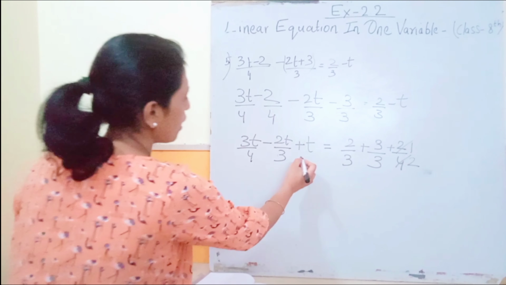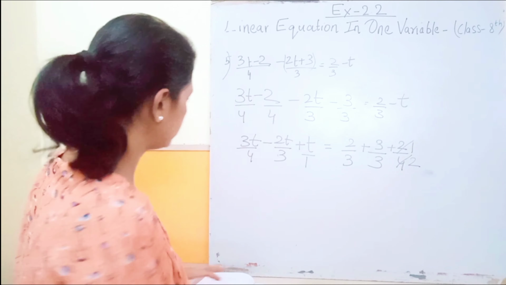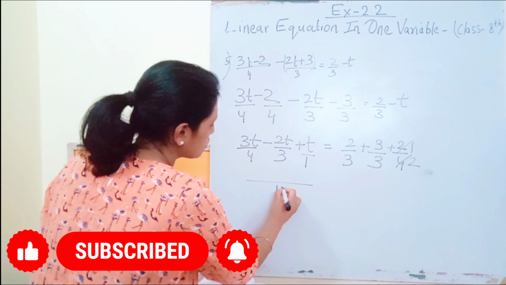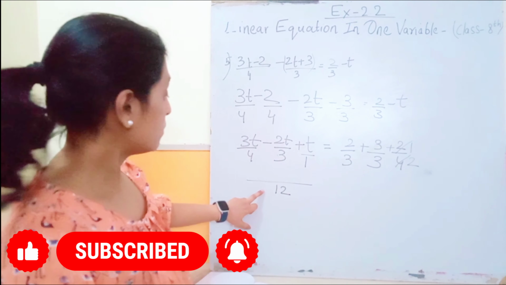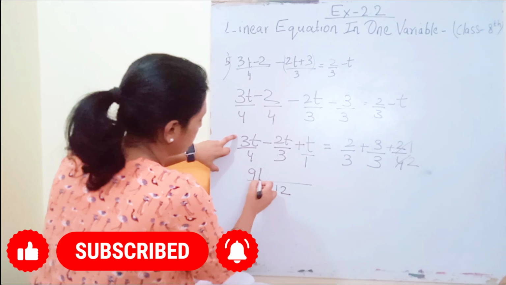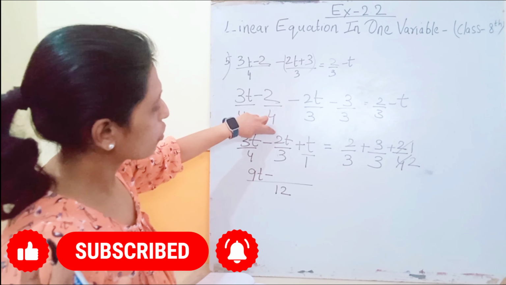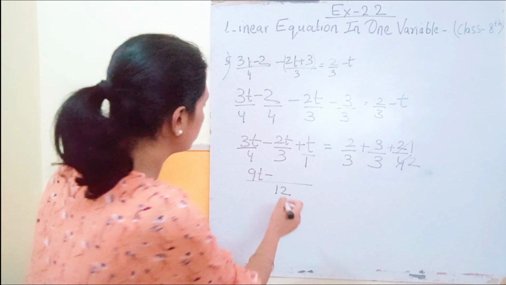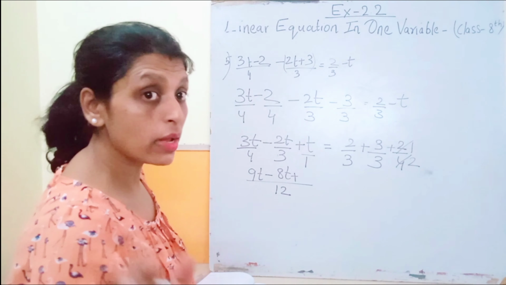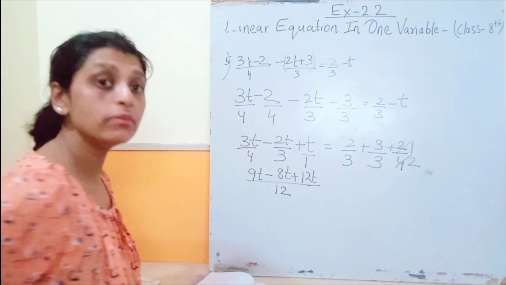Now what are we going to do? Again, unlike denominators, we have to make them simple by taking the LCM. Now 4, 3 and 1's LCM is 12. In 4's table, 12 comes 3 times, so 3 will be multiplied in the numerator. 3 3's are 9, minus, in 3's table 12 comes 4 times, so 4 will be multiplied with the numerator. So it will become 4 2's are 8, plus, in 1's table 12 comes 12 times, so 12 will be multiplied with the numerator t here, so it will become 12t.